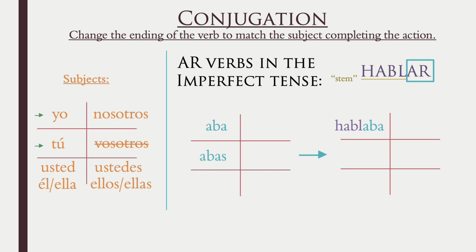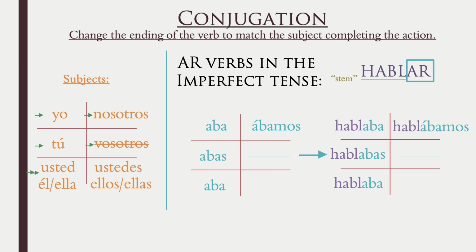For tú, the ending is abas. So I end up with hablabas. For usted, él, and ella, the ending is aba. So I would end up with hablaba. For nosotros, the ending is ábamos. Notice the accent. So I would end up with hablábamos.